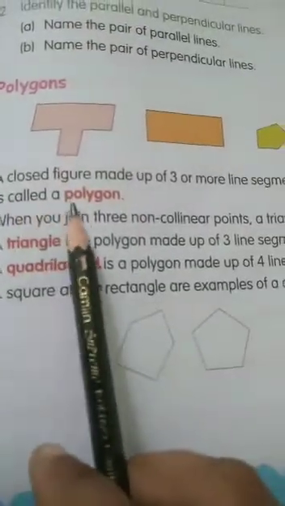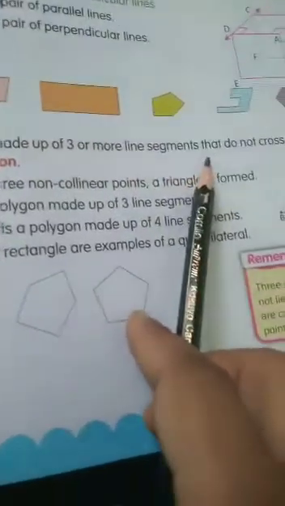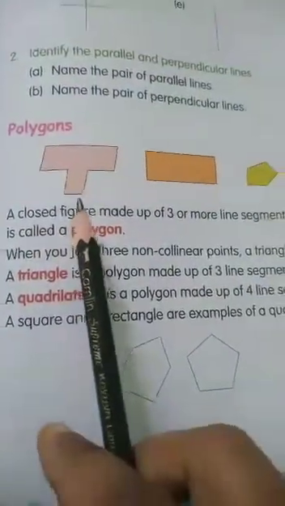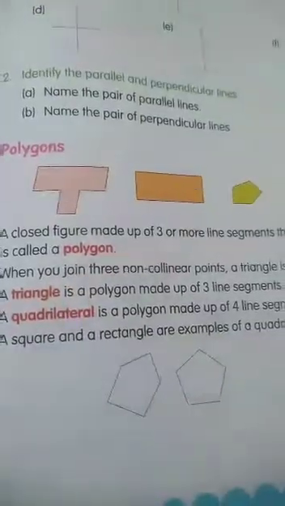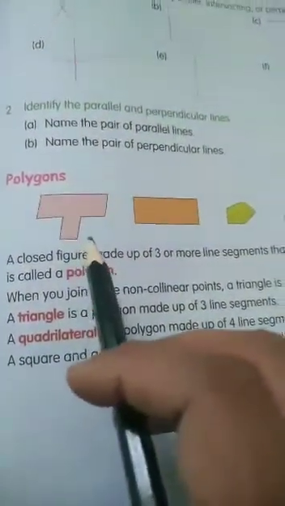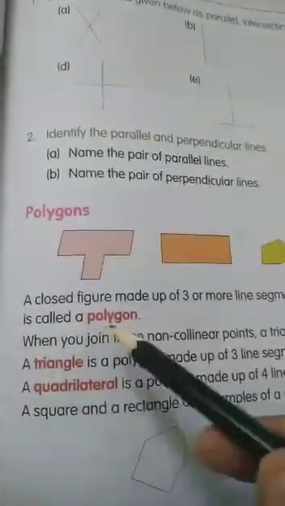A closed figure made up of 3 or more line segments that do not cross each other is called a polygon.